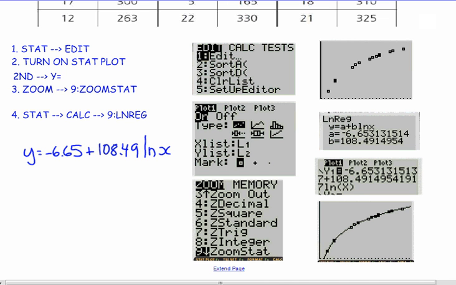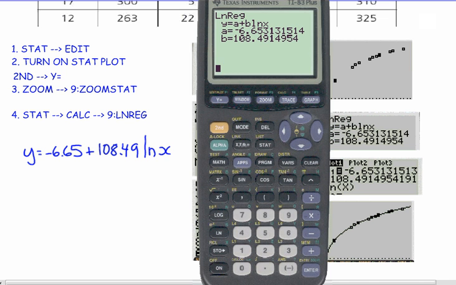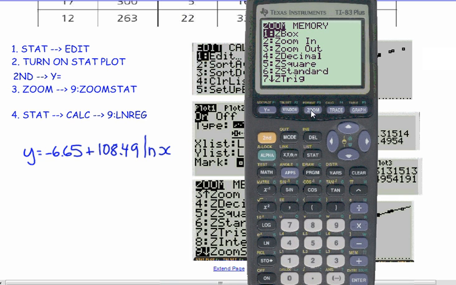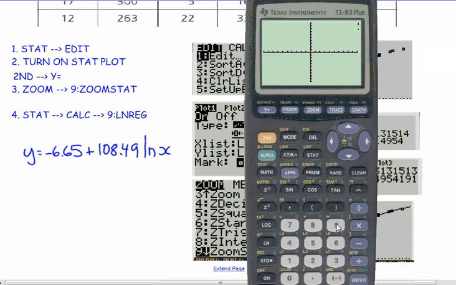Okay, now, if you want to see the graph, what do we have to push? But then the windows are going to be weird. So how do we make our windows perfect? Zoom number 9, which is zoom stat. Now, nothing happens. Why did nothing happen for me? Some of you have worked. Okay, that's some other equations. Okay, some of you got error.